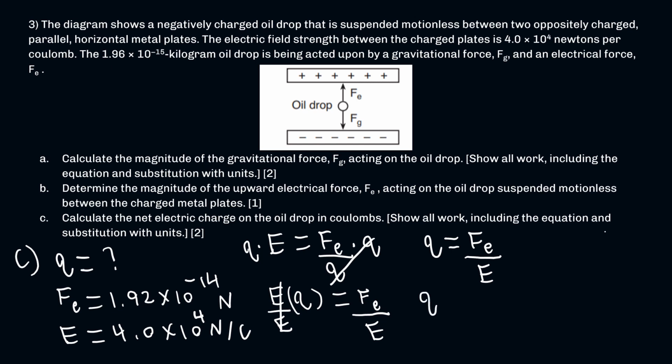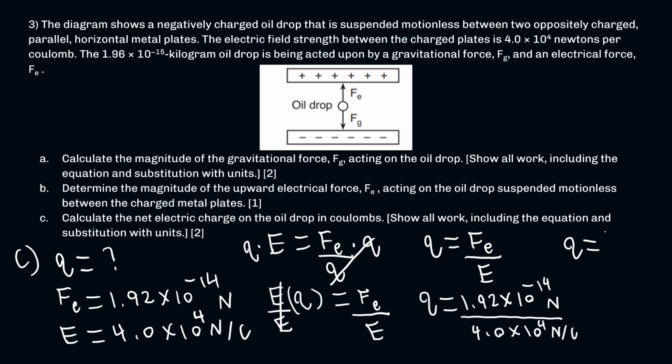So remember to have it with units. So charge is equal to Fe, so that's 1.92 times 10 to the negative 14th newtons, all over my electric field strength, which is 4.0 times 10 to the 4th newtons per coulomb. So just plugging this into your calculator now. Again, that's my one point, I plugged in now with units. Now let's get the second point and get the answer with units. So 1.92 times 10 to the negative 14th. That is then going to be divided by 4.0 times 10 to the 4th. And we should end up with our charge here, Q.